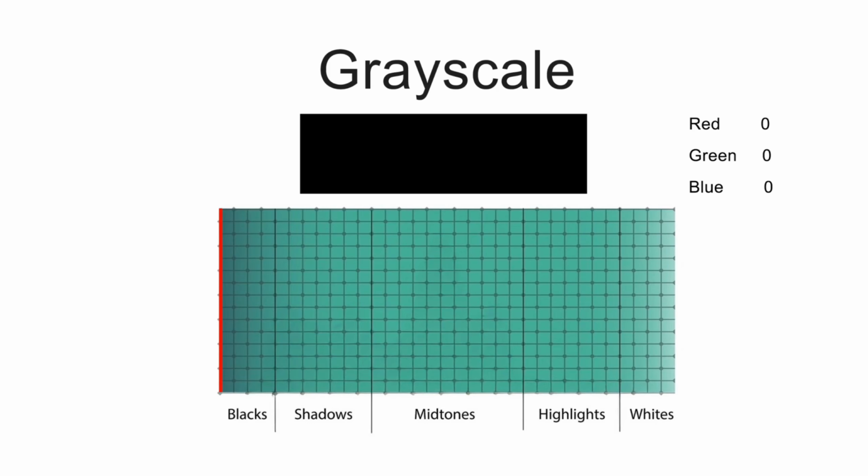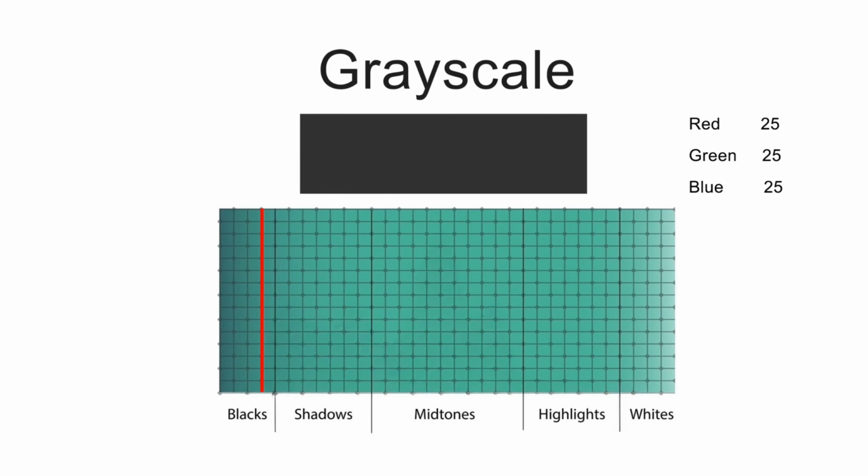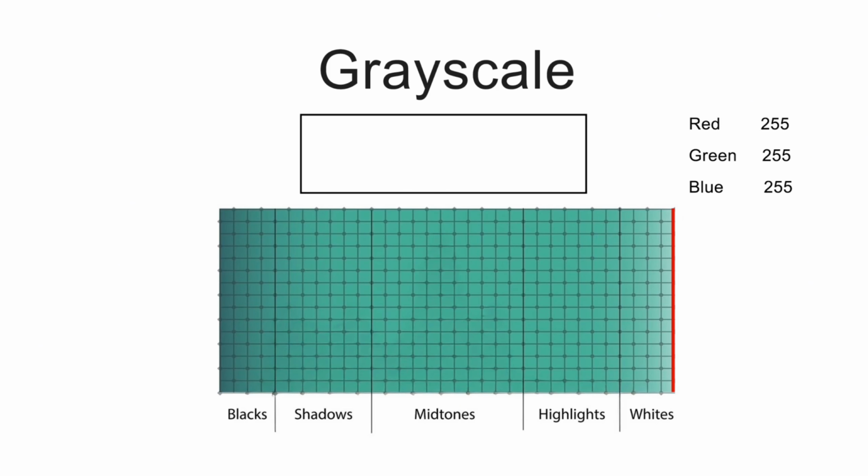For instance, 3 zeros make absolute black, but 3 25s make a dark gray. Or 3 255s make absolute white, but 3 200s make a light gray. So in grayscale, we have 256 shades of gray.